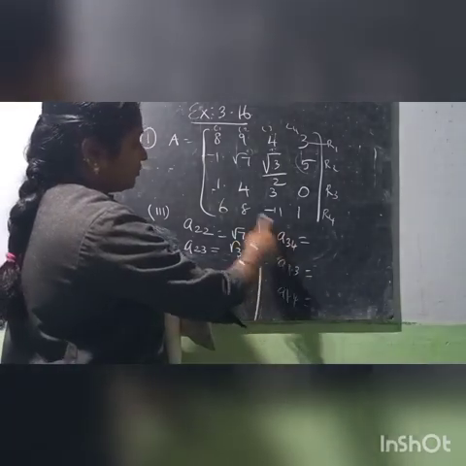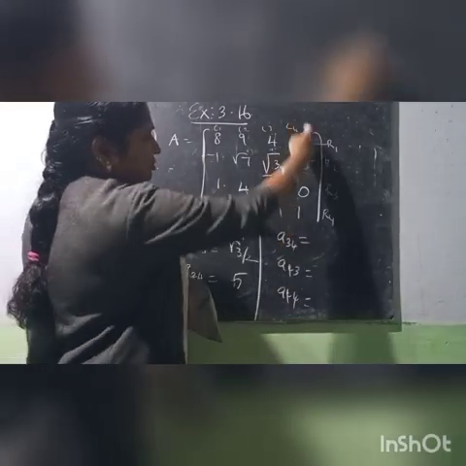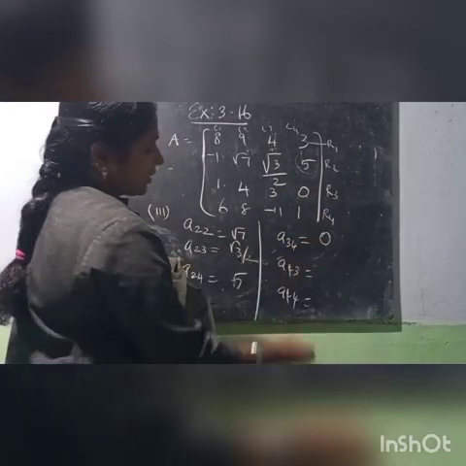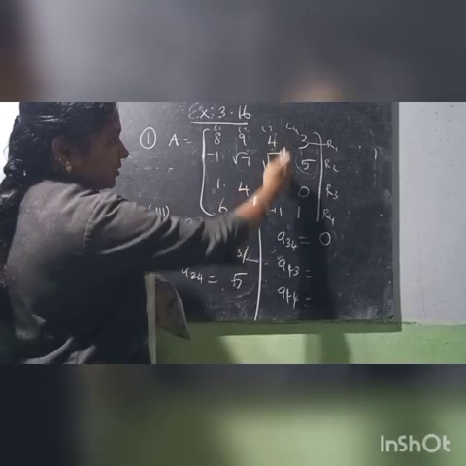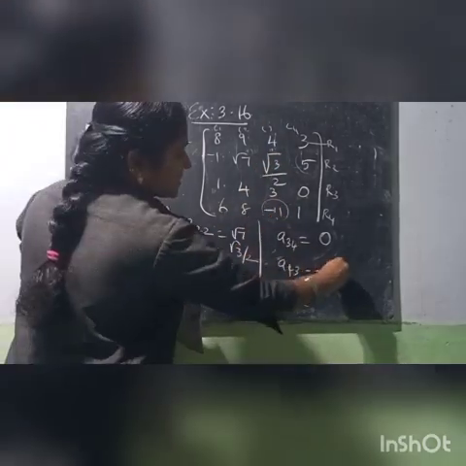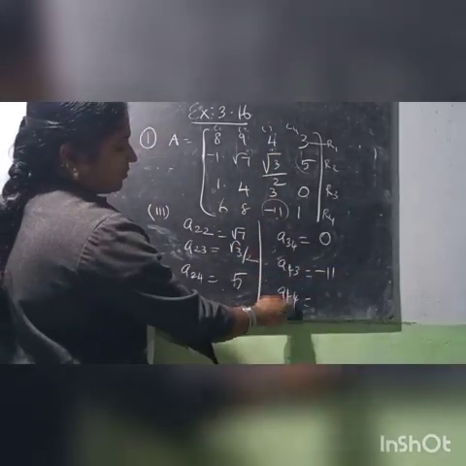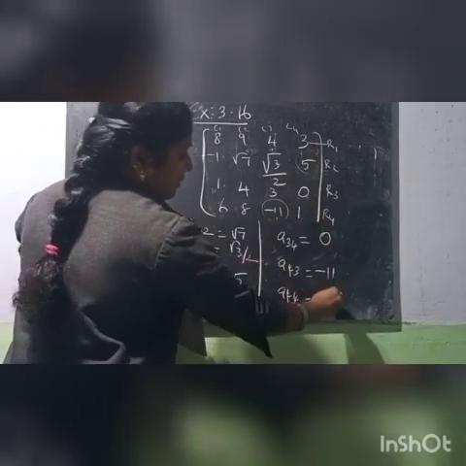Then A34, third row, fourth column. That is 0. Then A43, fourth row, third column. That number is minus 11. A44, fourth row, fourth column, the number is 1.